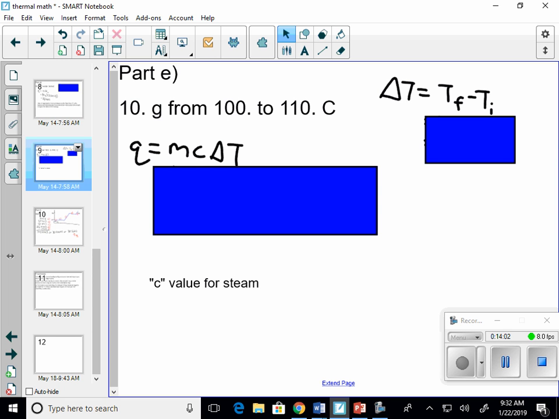So, part E, let's take our 10 grams of water at 100 degrees Celsius and heat it up to 110. Take a minute to figure out your delta T, what's the change in temperature, and then solve for Q. My only reminder on this slide is to make sure to use the C value for steam. So look on the front side to find the correct value.